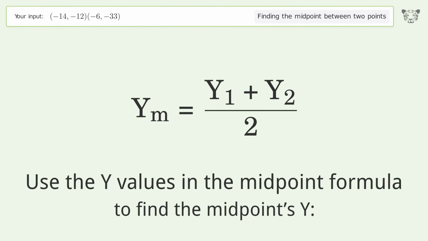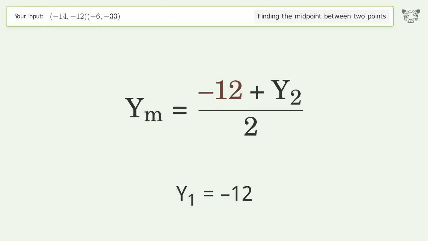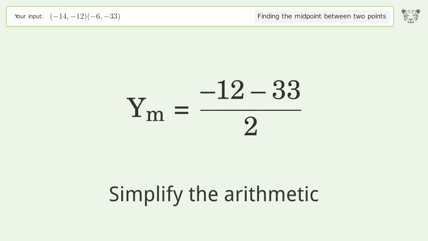Use the y values in the midpoint formula to find the midpoint's y. y1 equals -12. y2 equals -33. Simplify the arithmetic.